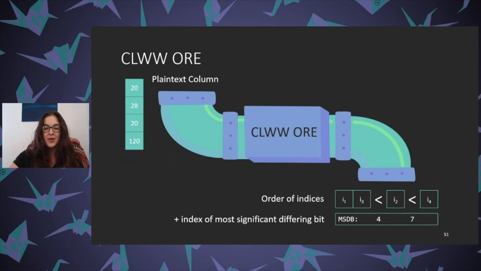So returning to our QIF model, the input for CLWW ORE is the same. It's a plaintext column. But in contrast, instead of just revealing the order, the adversary can see the index of the most significant differing bit between the blocks. So the question we have to ask ourselves is: is this CLWW ORE version that bad? Is revealing the most significant differing bit information that much worse? Does it put our secret at any real risk, or are its effects negligible?